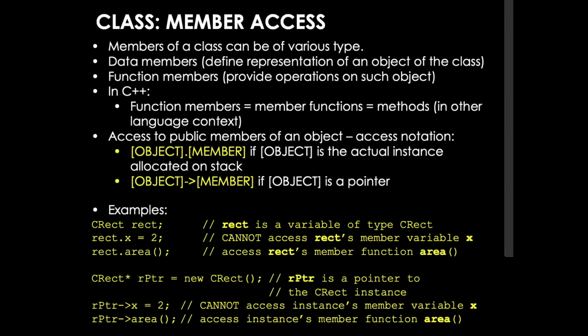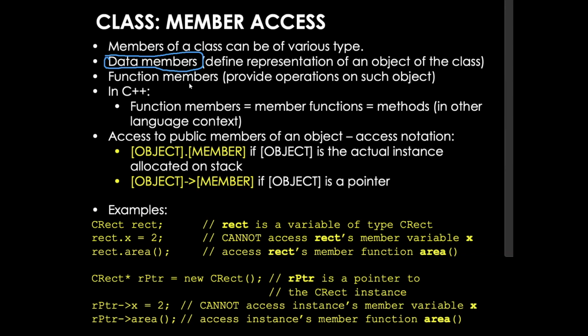We'll talk about member access. In general, there are two different types of member in a class. One of them is what we call data member. These are properties that we have inside a class. The other type of member is what we call function member.